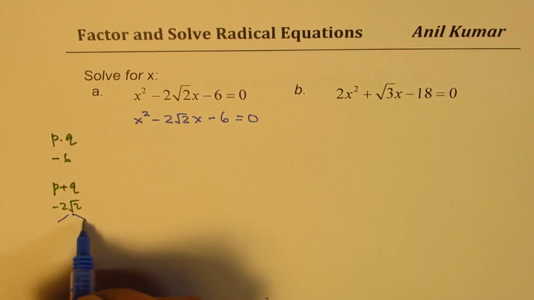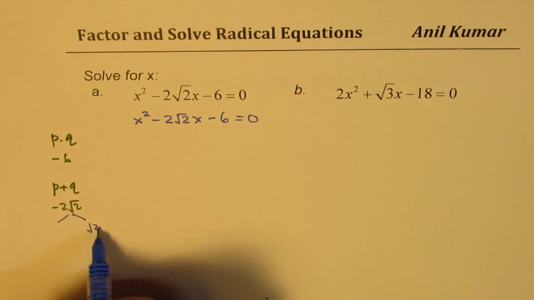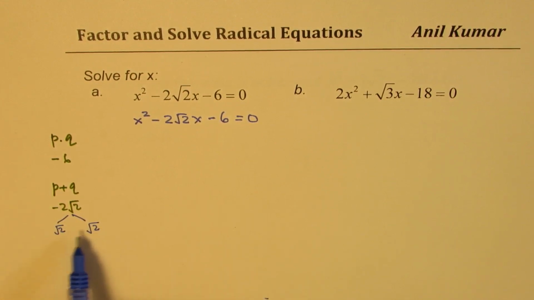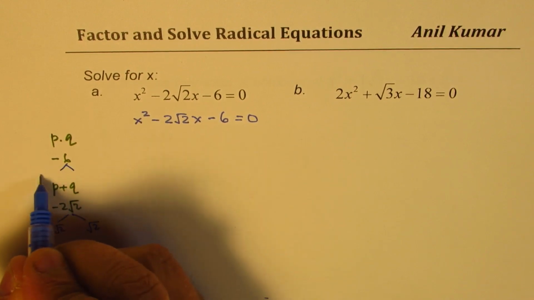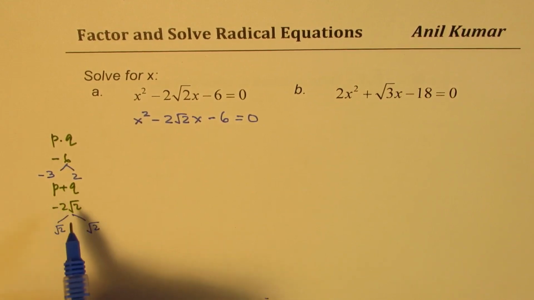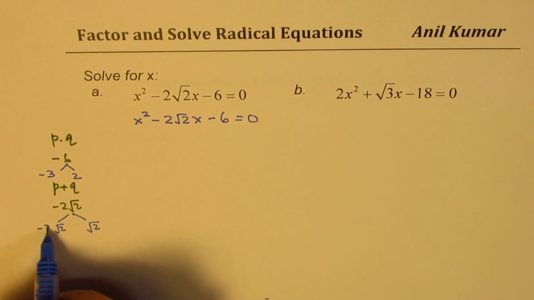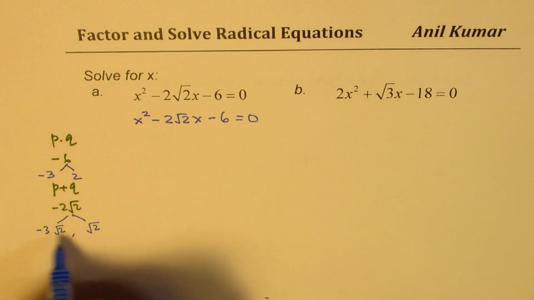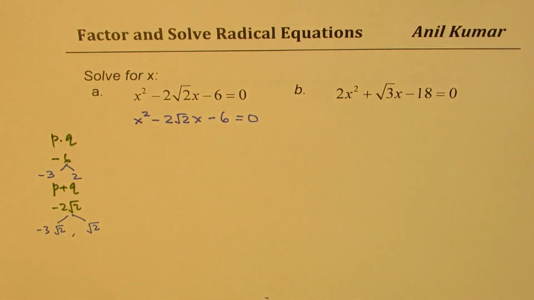What could these numbers be? If I split this, square root 2 should be common, right? Like terms. When you multiply, you get 2. So basically, we're looking for minus 3 times 2. So the other number is minus 3 as a product and minus 2 as sum. So those two numbers could be minus 3 and 1, correct? So that should work. So we'll split this into these two numbers to further solve.